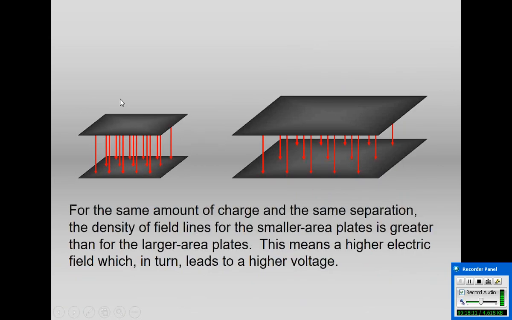As for the area, we see the same number of field lines on the left and on the right, but on the left, the field lines are clustered more tightly together than on the right. And recall that when electric field lines are dense, that means that we have a strong electric field. So we have a strong electric field in between the narrow plates. The plates on the right have the same amount of charge, but the electric field in between them is weak.